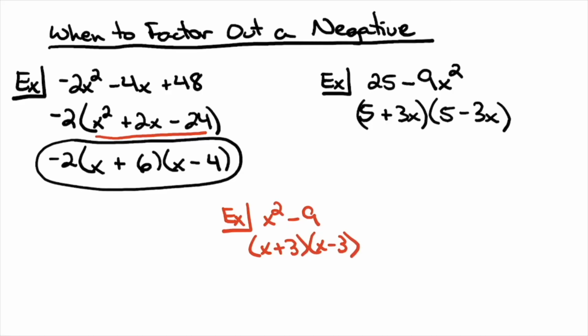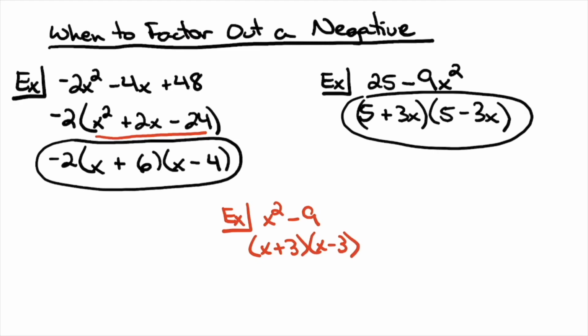All right, and there's nothing wrong with that. That is perfectly fine. If the x term happens to be the second one, then when you factor that difference of two squares, your x term just happens to be the second term there. All right, but no reason whatsoever to factor out a negative there, so we don't want to do it.